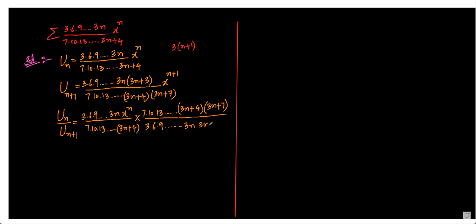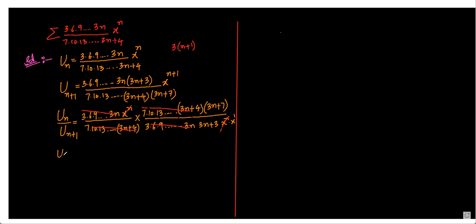3n plus 3 into x power n plus 1 can be written as x power n into x power 1. Can we write? Yes, sir. Bases are equal, so powers should be added. So up to 3n will be cancelled. x power n also cancels. Up to 3n plus 4 cancelling.